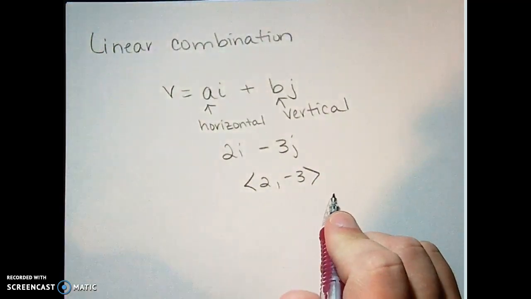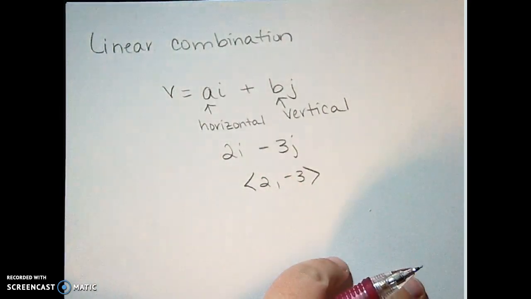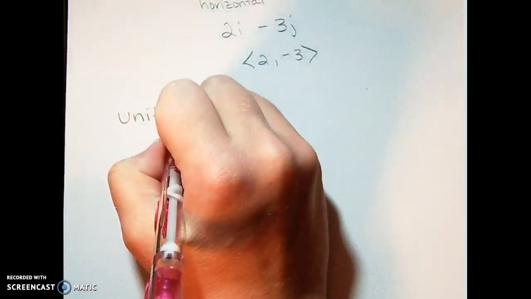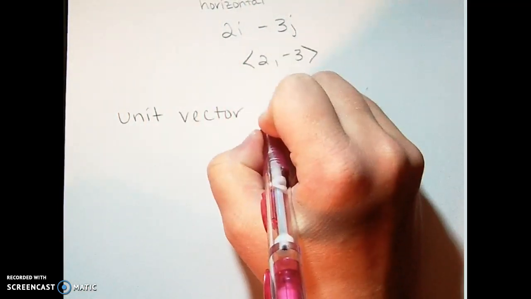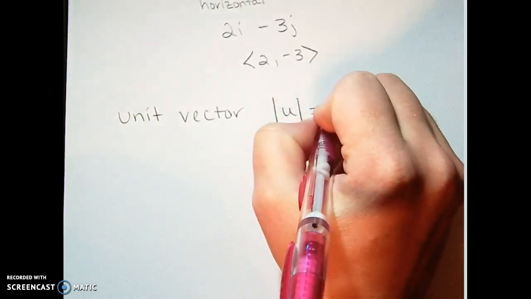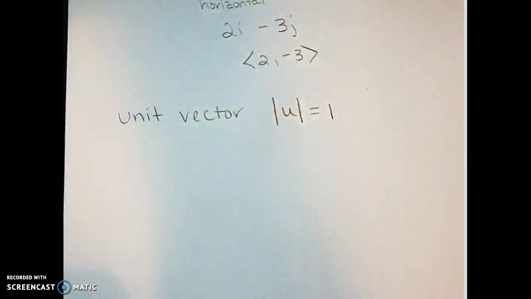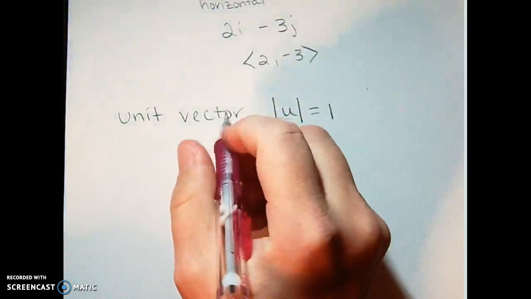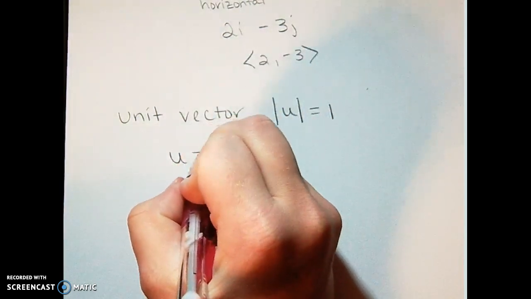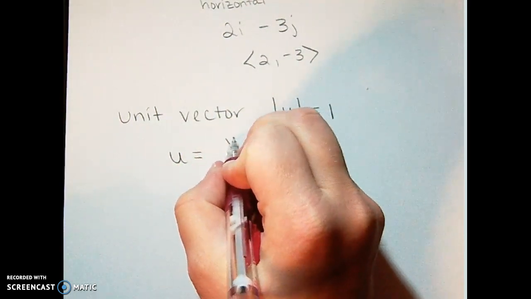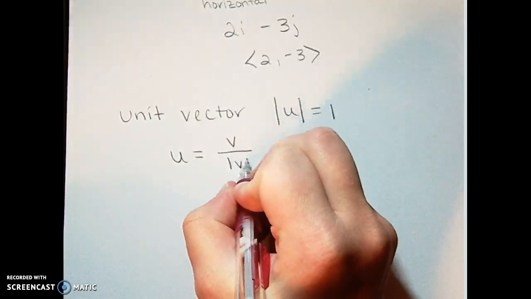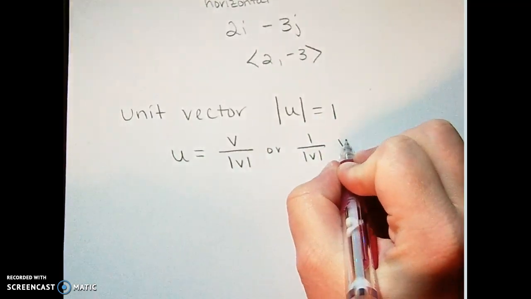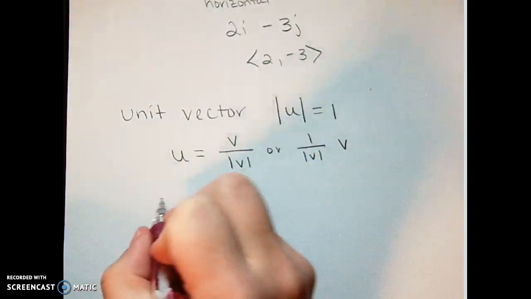Okay? So then we sometimes like to use what's called a unit vector. A unit vector is a vector that has a magnitude of 1, meaning the length is 1. The way we make any vector become a unit vector is by the following. u would be your vector divided by its magnitude, or you can say 1 over the magnitude times the vector. Either way. So let's do an example of this.